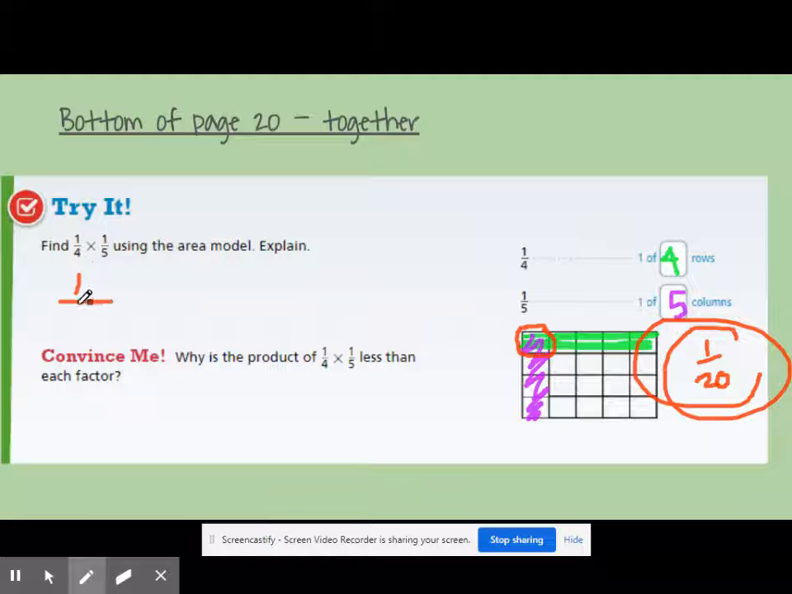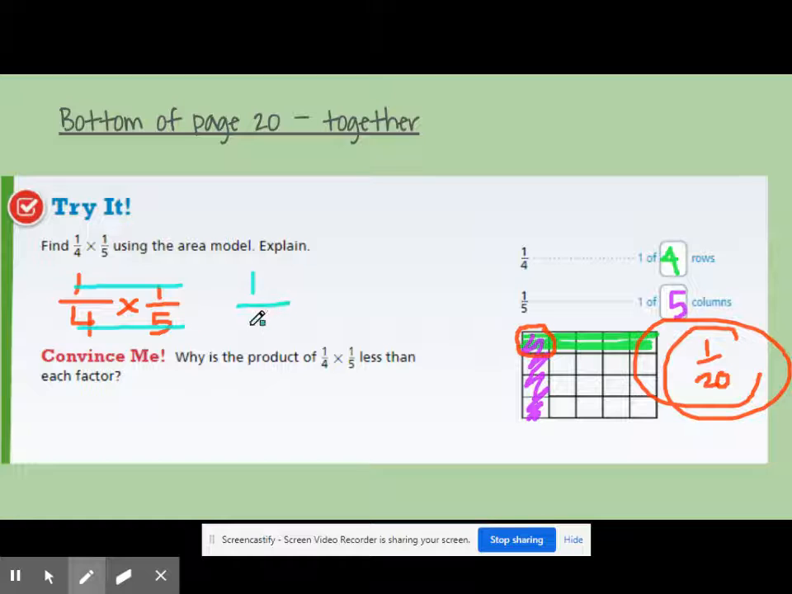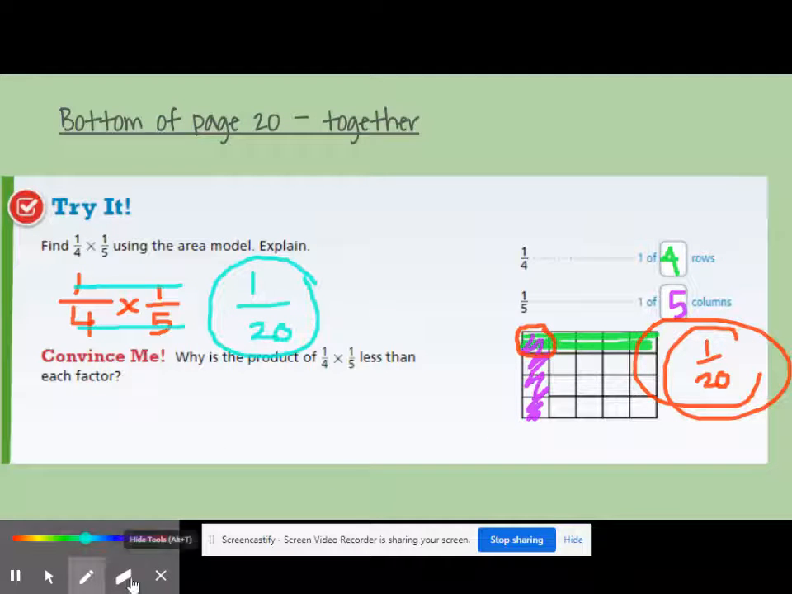Now, you could have checked yourself by the rule. The rule is multiply straight across. So 1 times 1 is 1. 4 times 5 is 20. And you get the same answer. Okay? And it says convince me, why is the product, why is the answer 1/20th less than each factor? Because I'm talking about a section of each factor. Just a section, just a part of a row or part of a column.